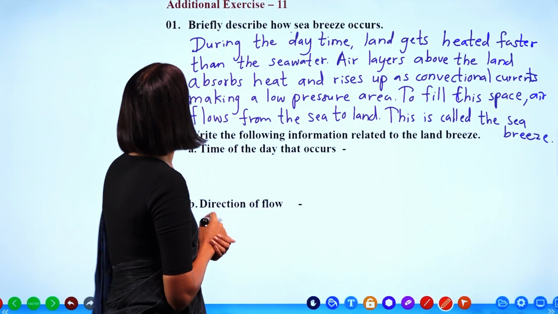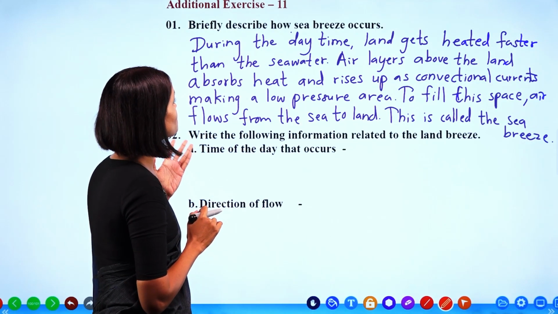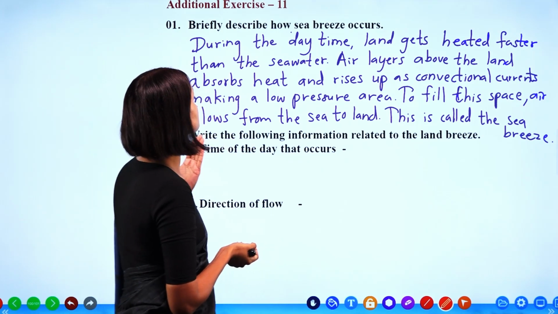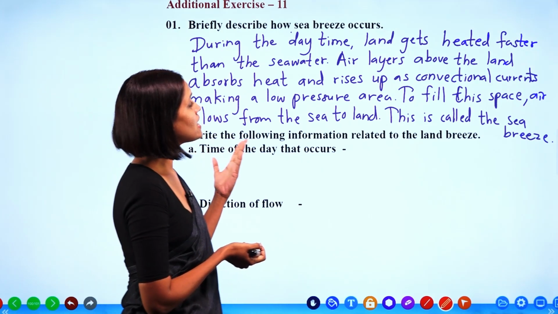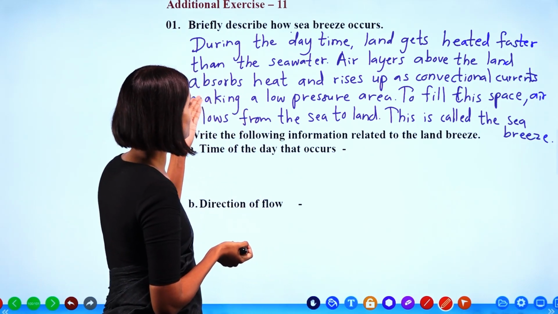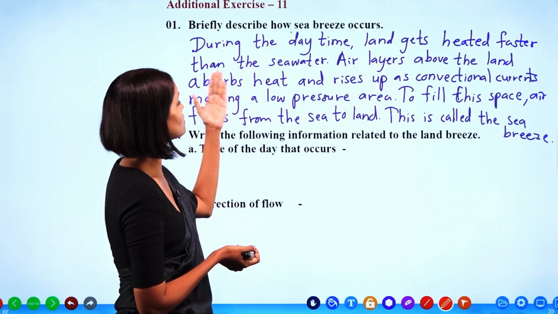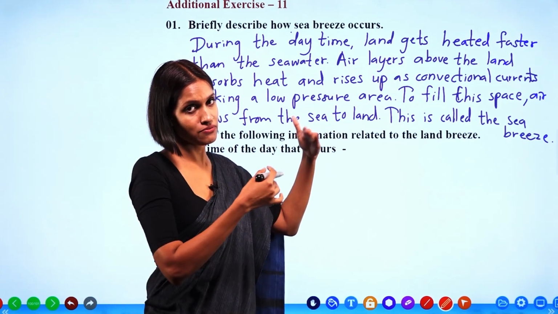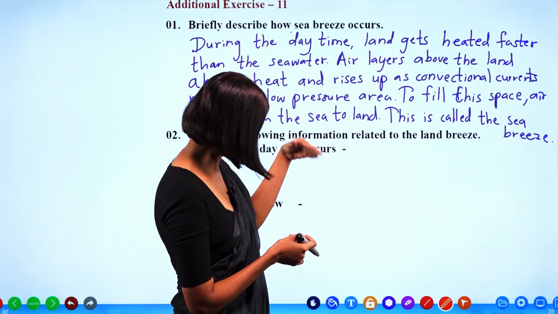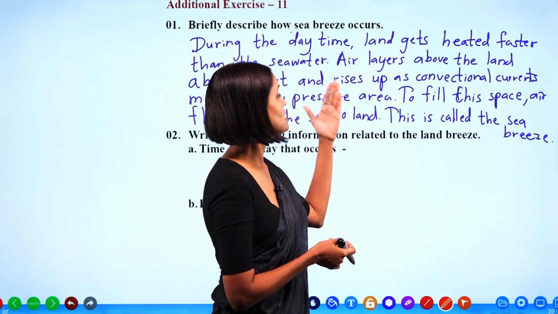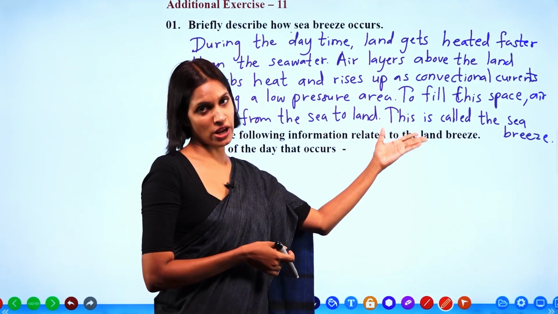Right, children? Briefly describe how sea breeze occurs. During the daytime, land gets heated faster than sea water. Air layers above the land absorb heat and rise up as convectional currents, making a low pressure area above the land. Right? To fill this space, air flows from the sea to land area. This is called the sea breeze.